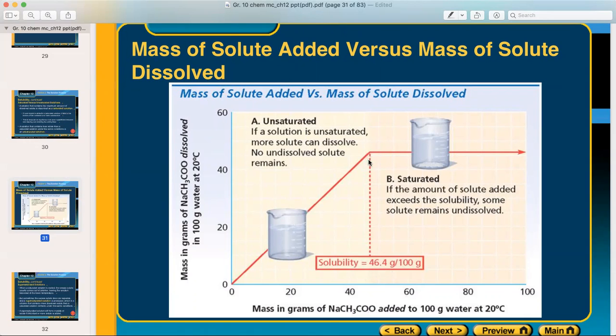It means if you look at this graph, before 46.4, this one is unsaturated. Whatever the amount from 0 to 46.4, this is an example of unsaturated, and at 46.4 and above, this will become a saturated solution.